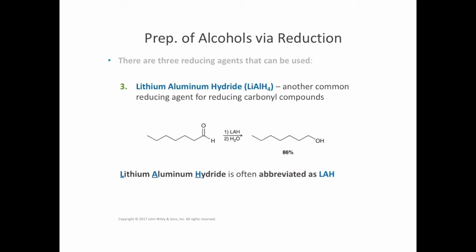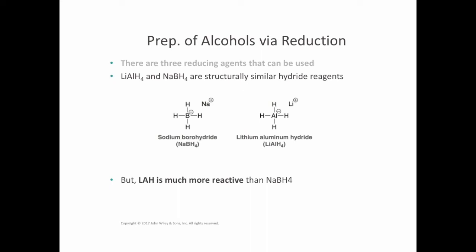The second type of hydride reagent is lithium aluminum hydride, often abbreviated as LAH or like this. And this is a very strong reagent. It's stronger than sodium borohydride. So in this example, it is also reducing an aldehyde to the corresponding alcohol. And if you look at the structures of the reagents, they're very similar. They both have a central atom. In this case, it's aluminum surrounded by 4 hydrogens. With sodium borohydride, you have a boron in the center. But LAH is much more reactive than sodium borohydride.